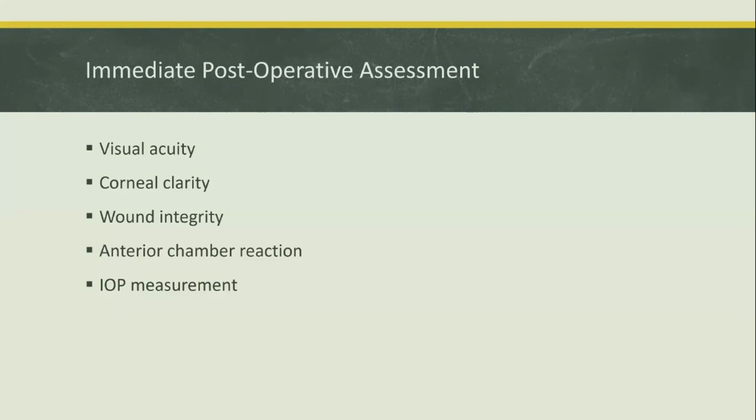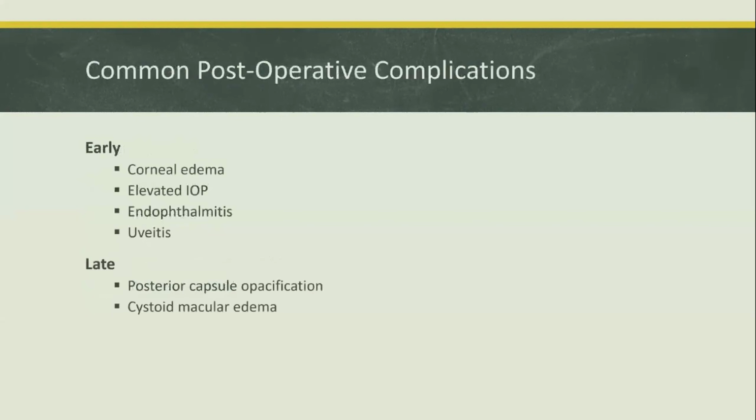So, what can be the common post-operative complications? There can be early ones in the 1 week or 1 day. You can see corneal edema, which is the swelling of the cornea after surgery, and the indication will be blurred vision, and it usually improves with time. Elevated IOP is a temporary rise in eye pressure, which requires monitoring and treatment to reduce the IOP.